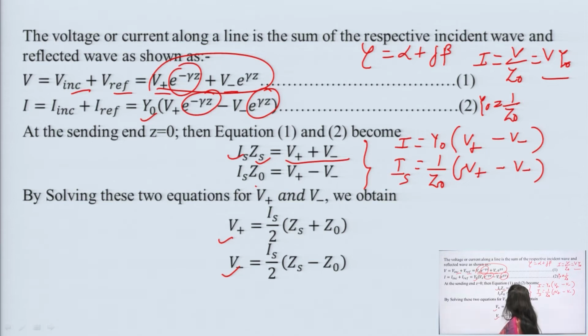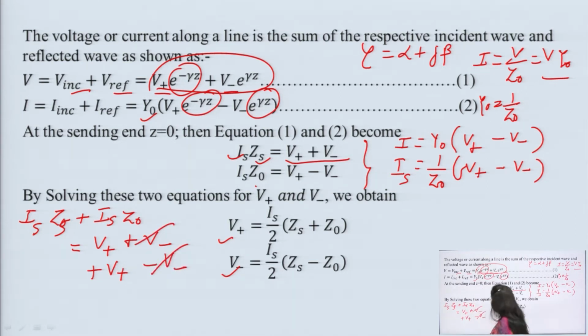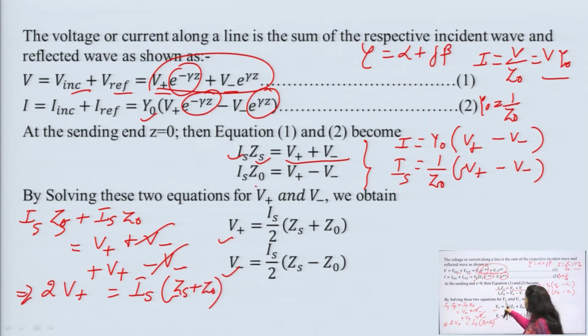First of all, add these two equations. On adding, we get Is Zs plus Is Z naught equal to V plus plus V minus plus V plus minus V minus. The V minus terms get cancelled, and we have 2V plus equal to Is, which we can take as common, times Zs plus Z naught. So, the expression of V plus is Is upon 2, this 2 comes to the RHS side, Is upon 2 times Zs plus Z naught.